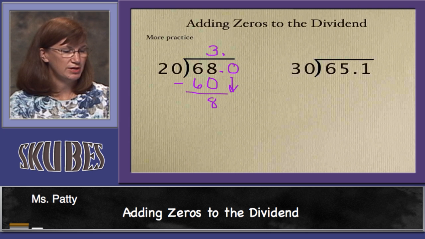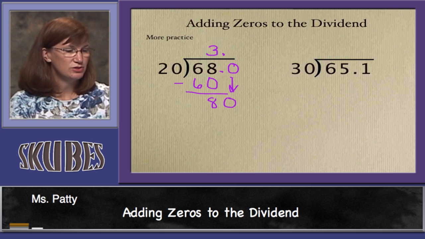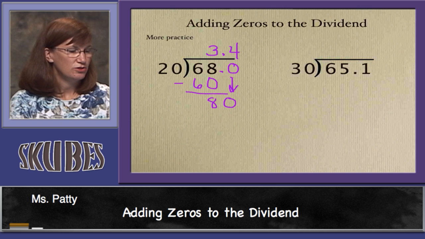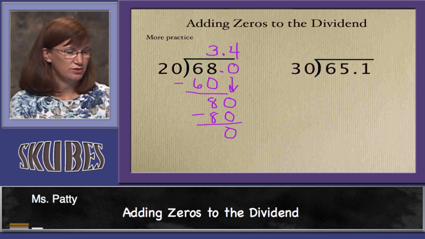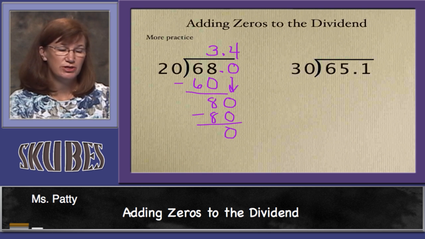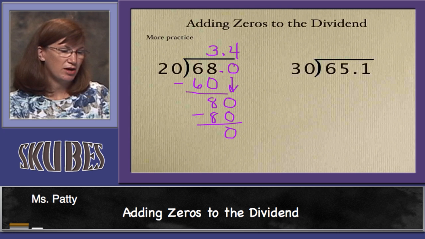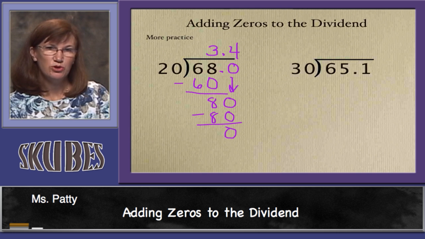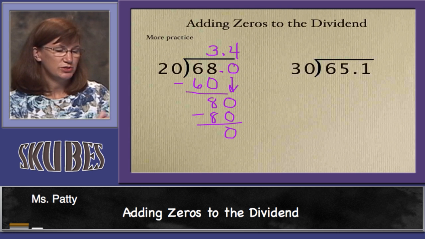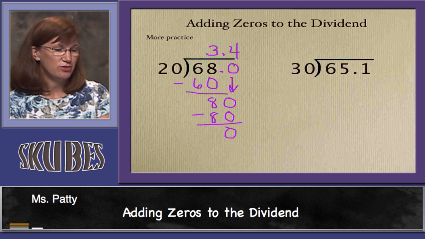We'll bring the 0 down, and now we have 80. 80 divided by 20 is 4. 4 times 0 is 0. 4 times 2 is 8. And we come up with a 0, and our answer is 3 4/10. Let's do our last problem. 65.1 divided by 30. We'll start off by dividing the 65 by 30.